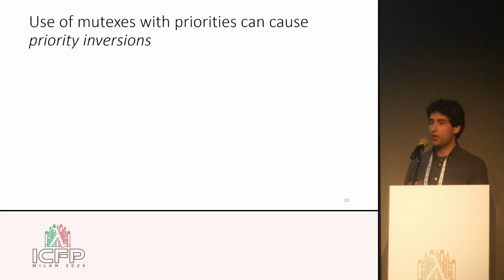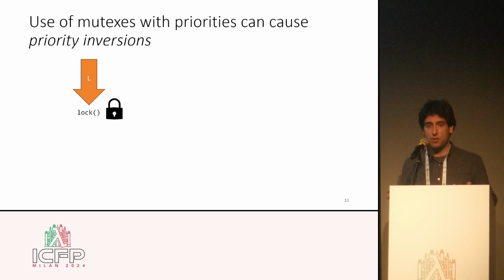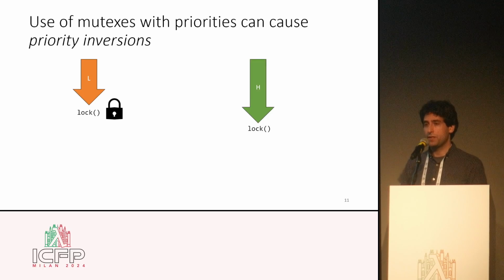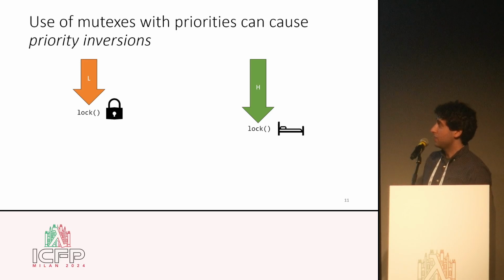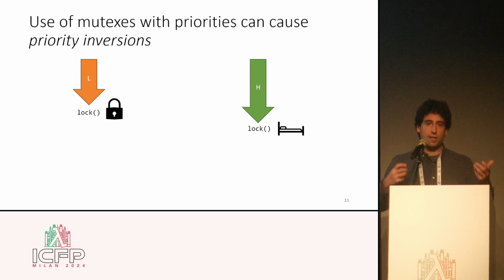Very briefly, to introduce the priority inversion problem, let's say that you have a low priority thread that tries to acquire a lock and succeeds in acquiring it. And now suddenly a high priority thread comes along and attempts to acquire the same lock. The lock is held, so the high priority thread goes to sleep. We could already call this a priority inversion, because there is a high priority thread that's doing something very important, but it's blocked on a low priority thread that's doing something presumably less important.